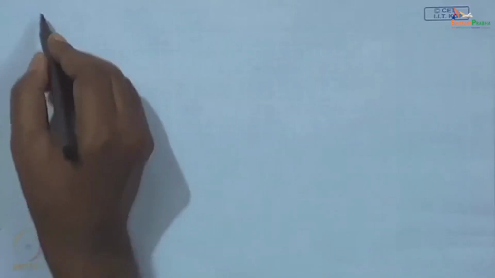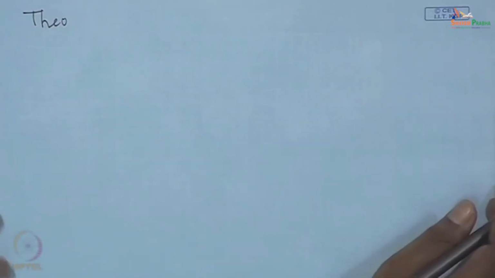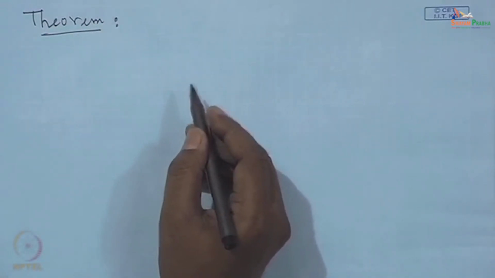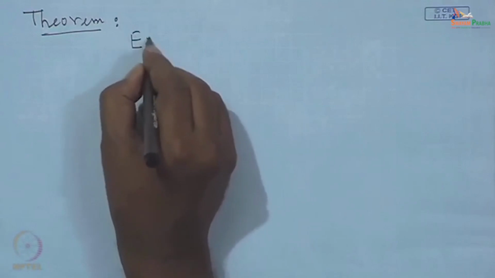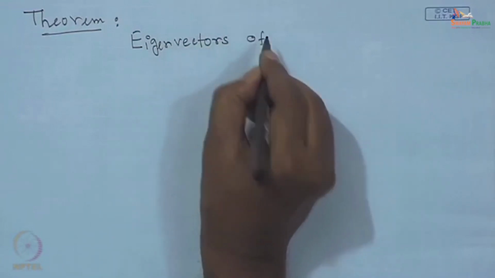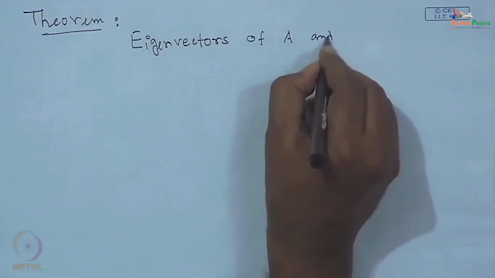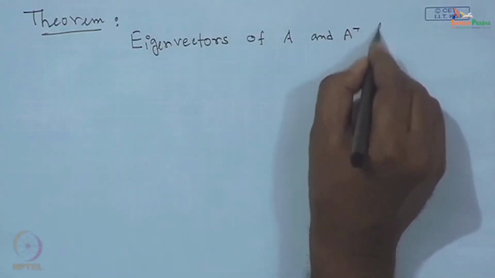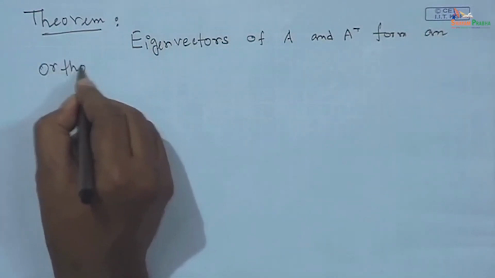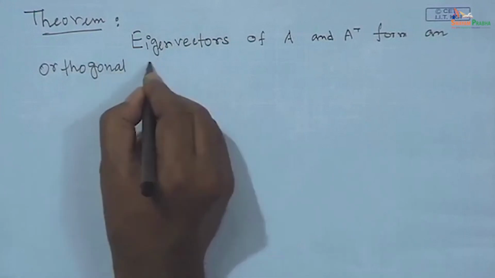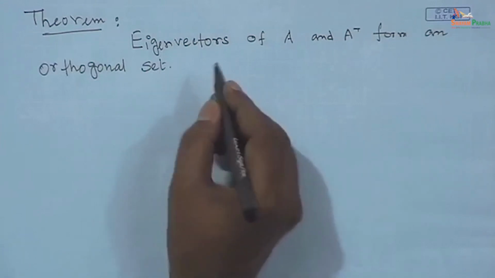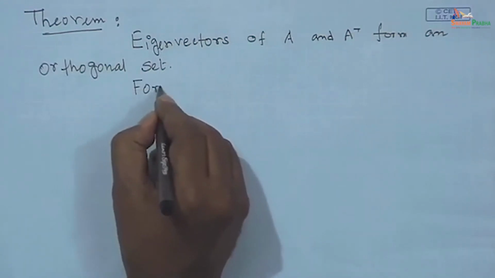So, the last theorem that we are going to prove, which deals with properties of the eigenvectors, is that the eigenvectors of a matrix A and its transpose matrix A transpose form an orthogonal set. So, we formulate the corresponding eigenvalue problem.